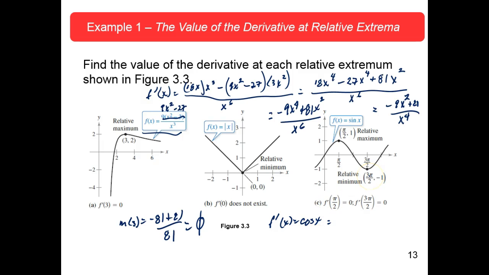What's cosine at 3 halves pi? 0 again. So sure enough, it is indeed true that where you have a relative maximum, your tangent line is horizontal, where its slope is 0, or undefined. Only 2 options you can have. And therefore, we'll name these as being our critical values. x equals 3 is your critical value, x equals 0, x equals pi half, or 3 halves pi are your critical values of those functions.